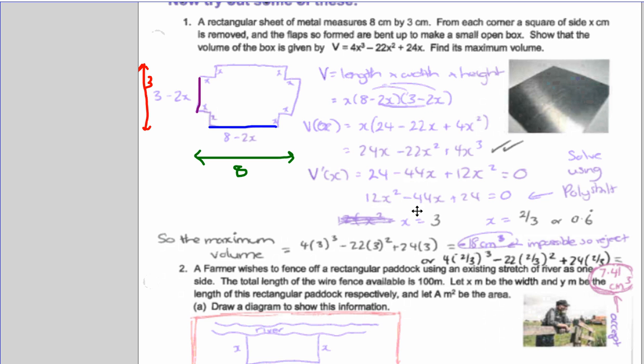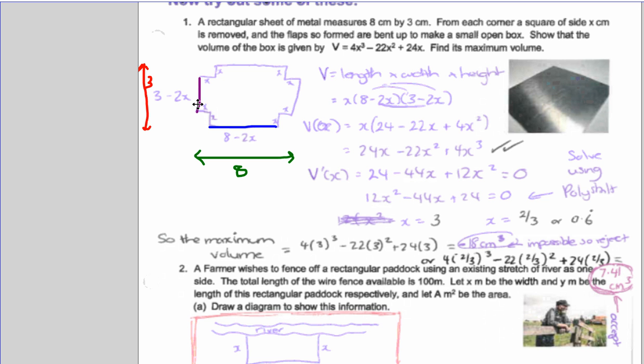You could get a height of 3, you could get a length of 2, but you couldn't really get a length of 3 minus 2 times 3, which is negative 3. So that's why we have to reject this one. You can go straight to rejecting that. But if you could possibly have a height of 2/3, that makes sense. You could get a length of 8 minus 2 times 2/3, and 3 minus 2 times 2/3 will also give you a regular positive answer.